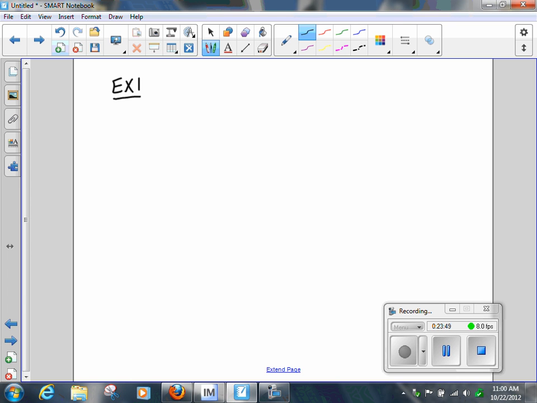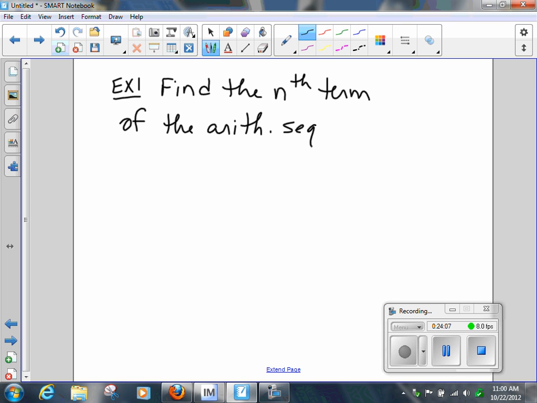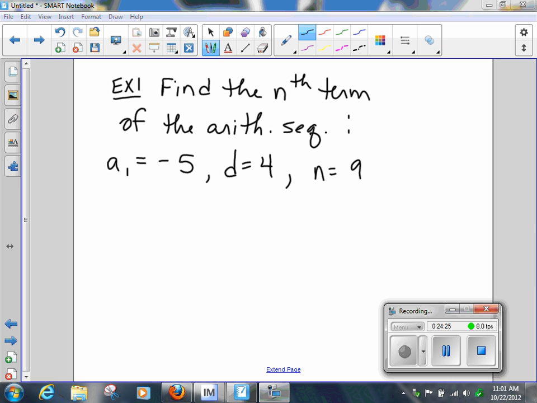Here's our first official example. I want you to find the nth term of the arithmetic sequence where a sub 1 is -5, d is 4, and n is 9. You're going to use that formula. That's all you're going to use, okay?